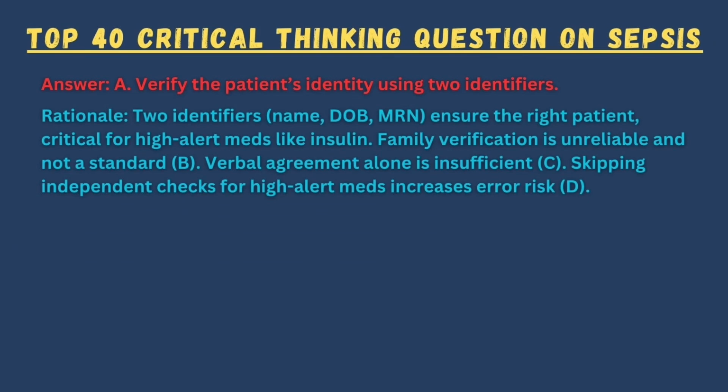Answer. A. Verify the patient's identity using 2 identifiers. Rationale. 2 identifiers: name, DOB, MRN, ensure the right patient, critical for high alert meds like insulin. Family verification is unreliable and not a standard.